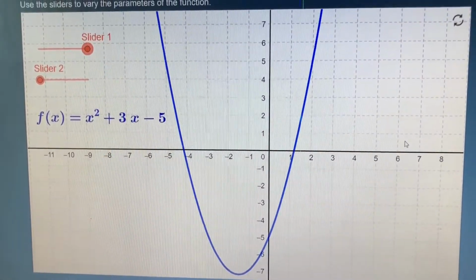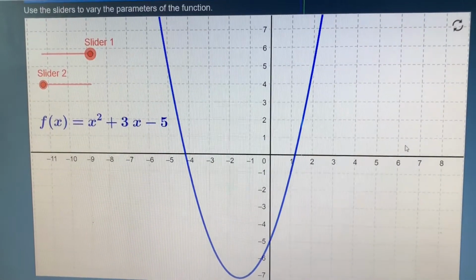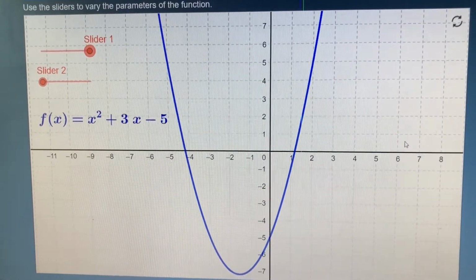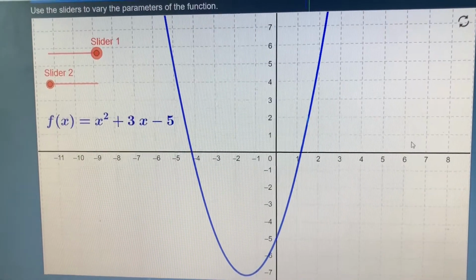Hello. In this video we're going to look at some more quadratic functions. We're going to revise the features that we learned in the previous video, and then we're going to practice how to graph a quadratic function.